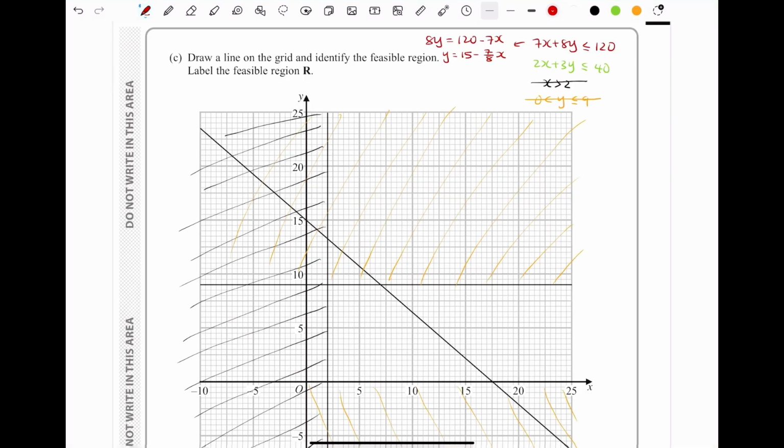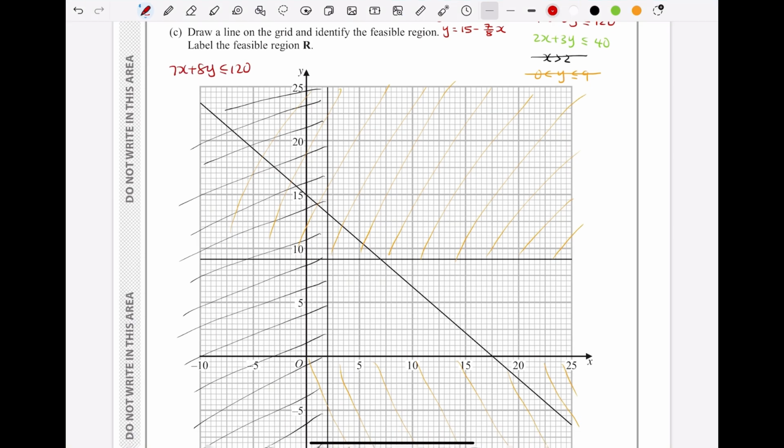Moving on to the next one. Now these two equations are more difficult. What we are going to do is to rearrange to make y the subject, just to make sure that we know which equation is which line. Now as we can see, the y-intercept is 15. Therefore, this equation represents 7x plus 8y smaller than or equal to 120. We want it to be smaller than or equal to 120. Therefore, we don't want the region that is above this line.